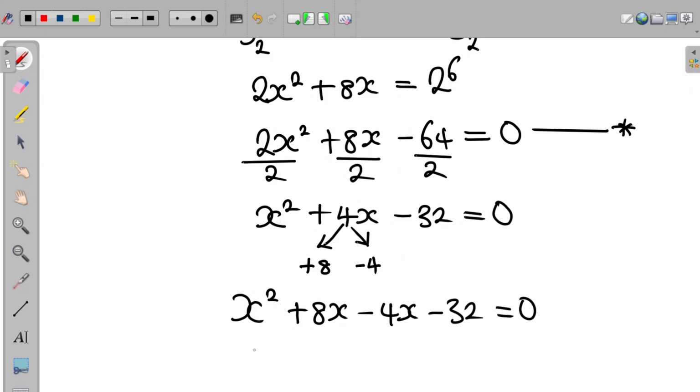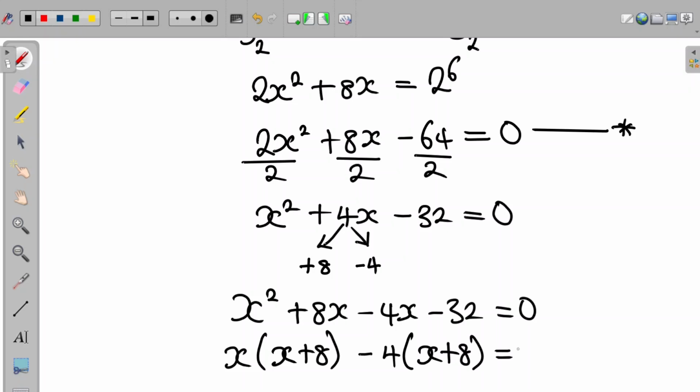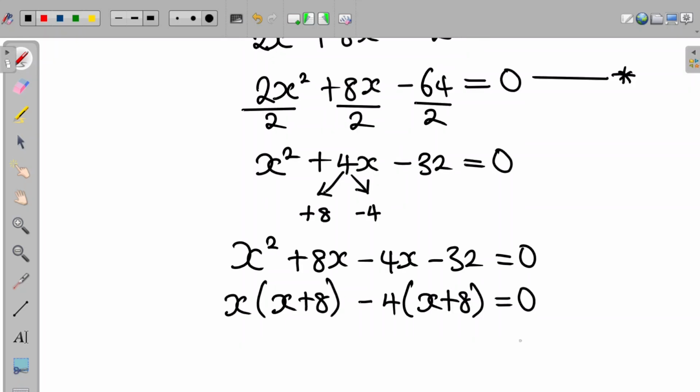Now at this point, we can group terms. So the equation becomes x, open your bracket, x plus 8, minus 4, open up a bracket, x plus 8 equal to 0. Now we can factorize, and this becomes (x minus 4) multiplied by (x plus 8) equal to 0.